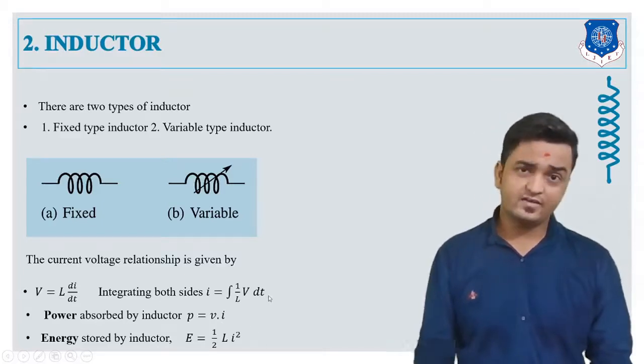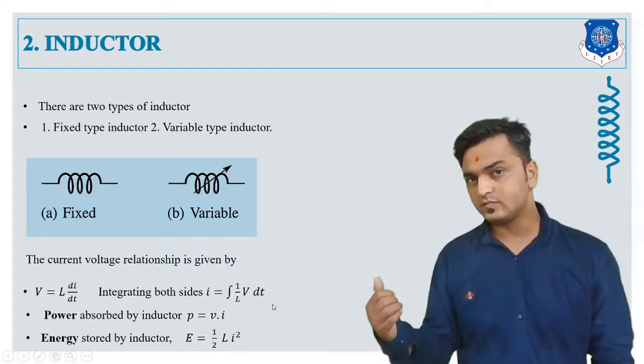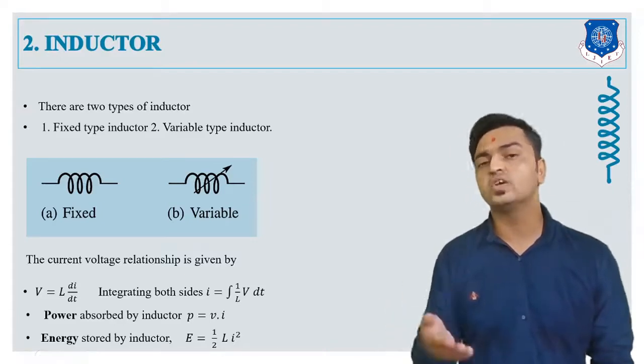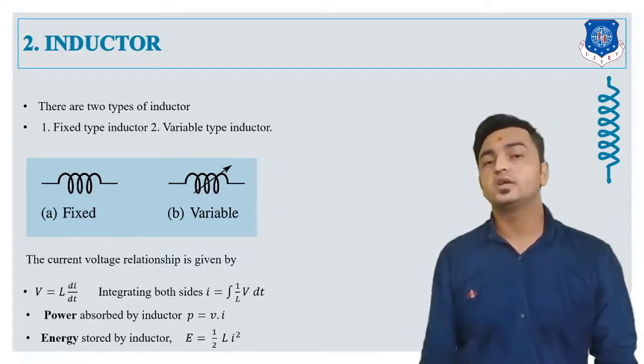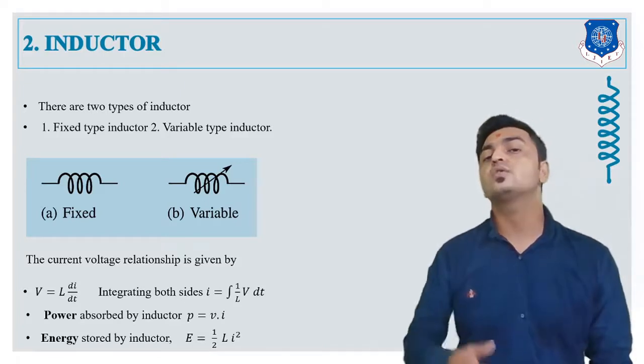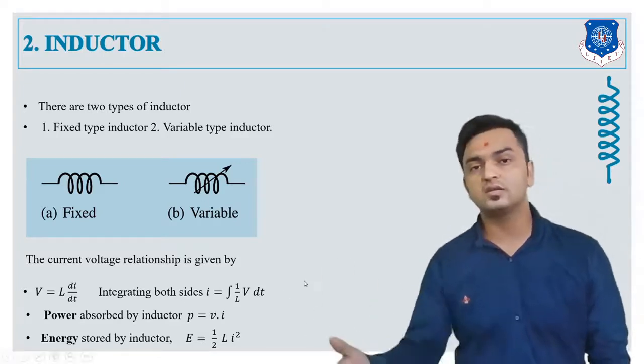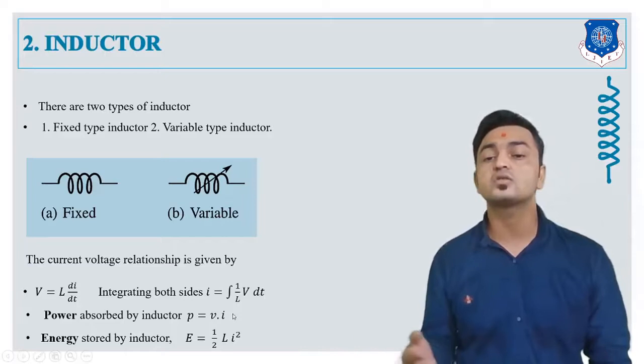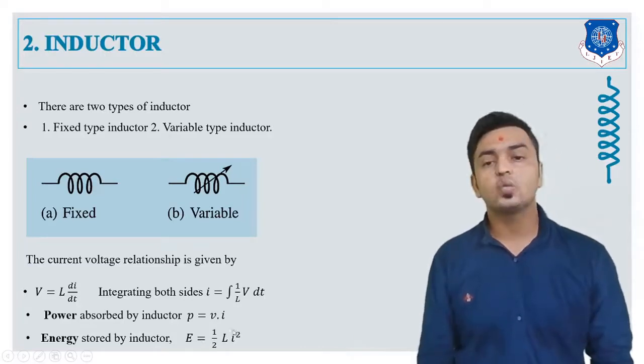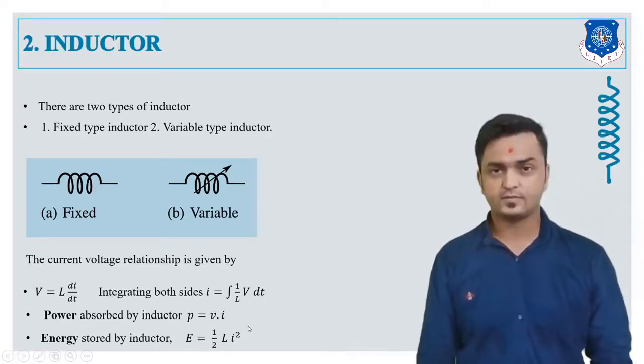Similarly, you can derive the power for inductor by P is equal to V into I. And in a similar way, the energy stored in an inductor can be defined by this given equation, E is equal to 1 half L i square. So this was the inductor.